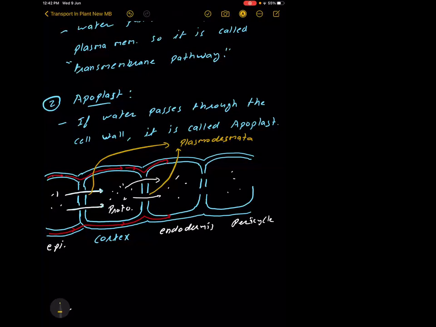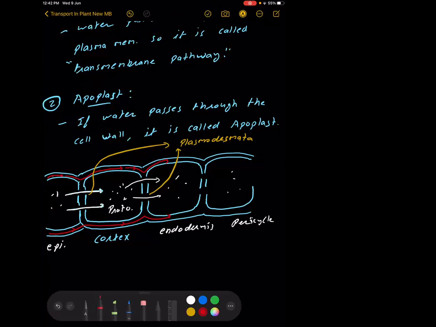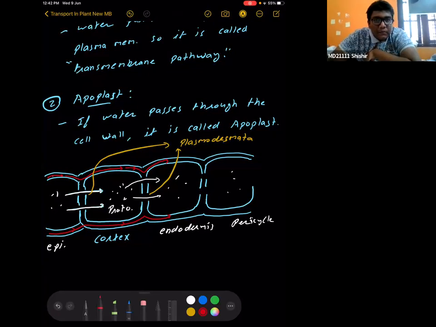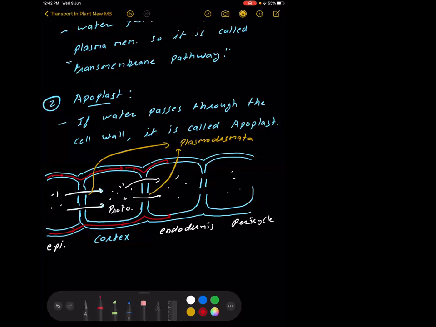Now what is apoplast? In apoplast, water moves through the cell wall only. It doesn't enter the protoplasm or the cell. Someone asks: sir, it has to enter the endodermis, right, and the Casparian strip will be there. Yes, I'm coming to that point. That is why I stopped the red line at the endodermis. It enters the cell wall and continuously moves through the cell wall only. That is called apoplast because it is non-living material. First thing. Second, the problem is in the endodermis.